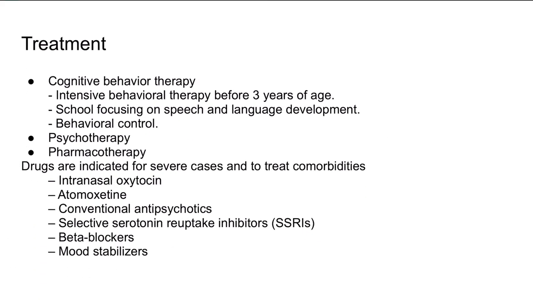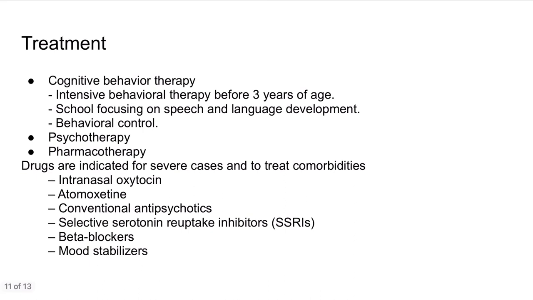Treatment. There are 3 treatments for autism spectrum disorder: cognitive behavioral therapy, psychotherapy, and pharmacotherapy. In CBT, or cognitive behavioral therapy, intense behavioral therapy is done before 3 years of age, with school focusing on speech and language development and behavioral control.